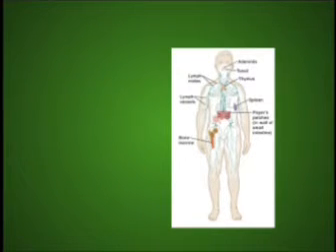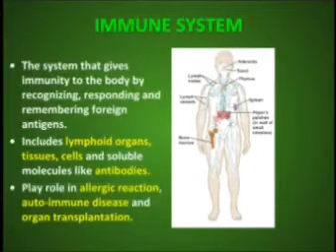The organs or parts which you can see here are all associated with the immune system of the human body, such as tonsils, thymus, lymph nodes, spleen, lymph vessels, Peyer's patches found in the intestine, and bone marrow. The immune system gives immunity to the body by recognizing, responding, and remembering foreign antigens. It includes lymphoid organs, tissues, and cells, and soluble molecules like antibodies. They play a role in allergic reactions, autoimmune diseases, and organ transplantation.